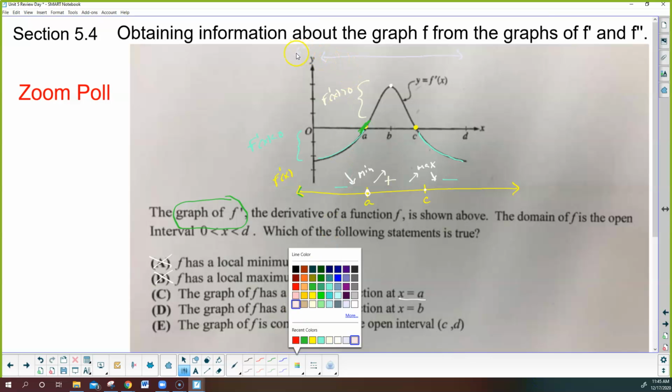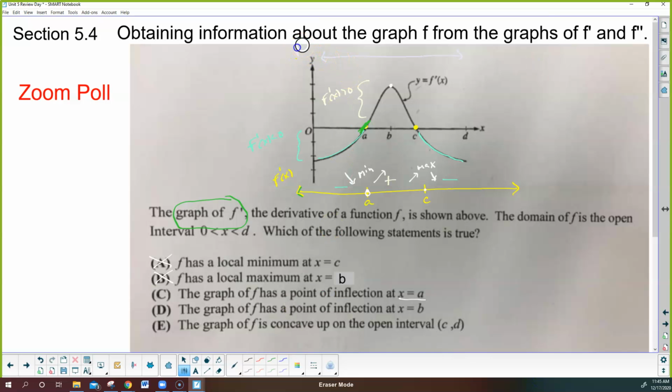Let's try this. All right, so here's f double prime. Where is the slope of this graph equal to 0? Right here at B. So at B, we've got the second derivative being 0. And what do you notice about all the slopes leading up to this? They're positive.